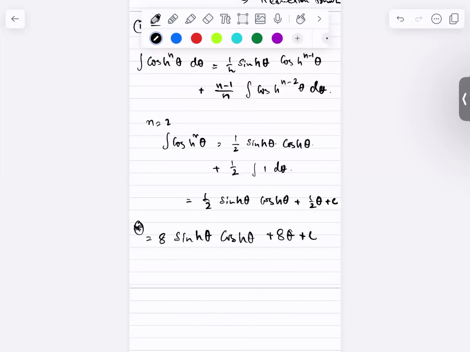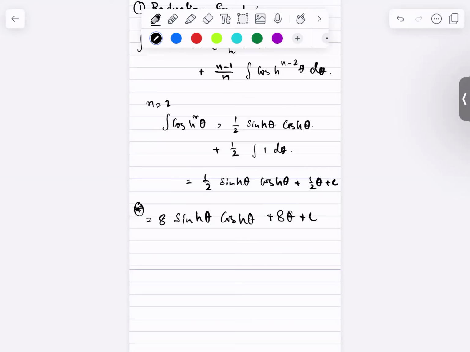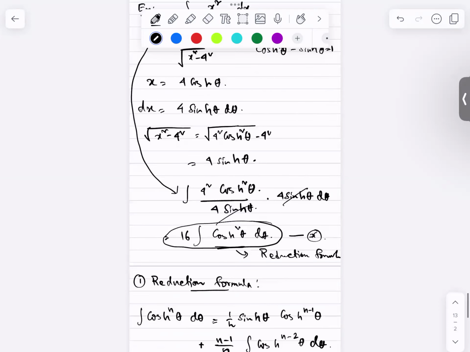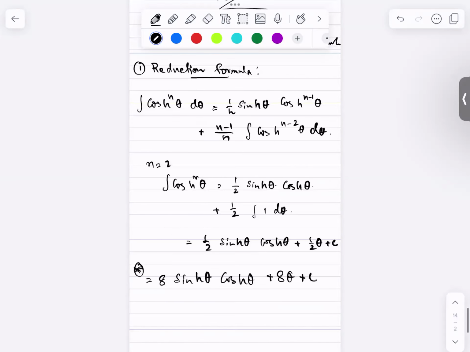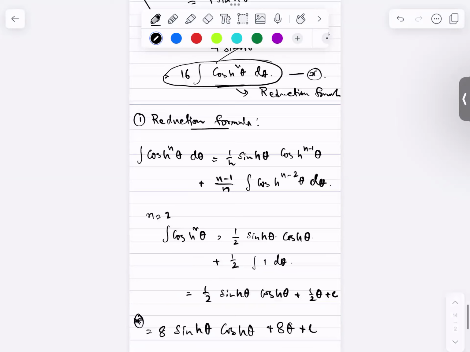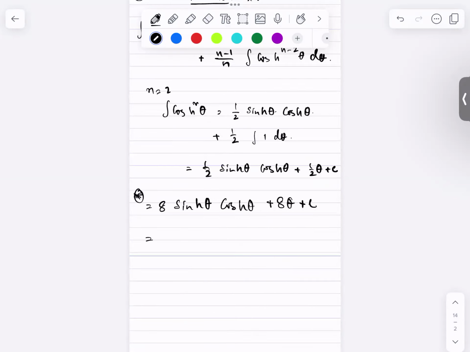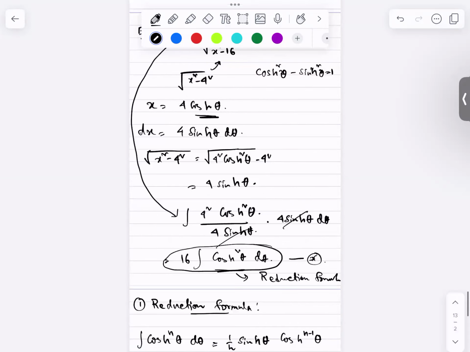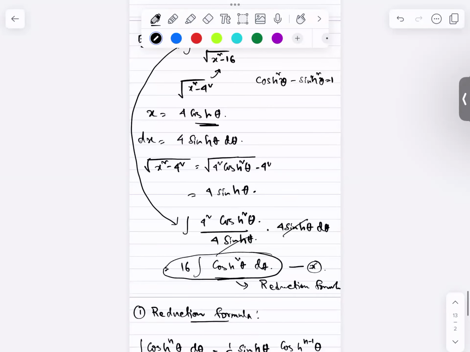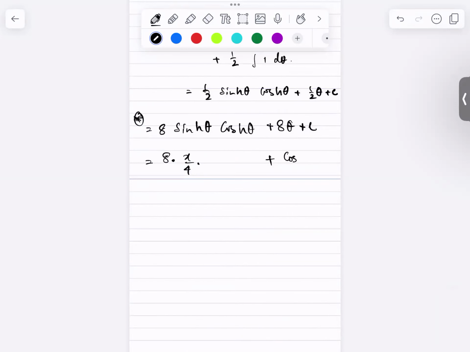And now, again, I have to just use the substitution to get back my answer in terms of x. So I know that my cosine hyperbolic theta is x over 4. So I'll get 8 times x over 4. And then for theta, that will be cosine hyperbolic inverse x over 4, right? Plus c. There is 8. I just have to put the value of sine hyperbolic theta.